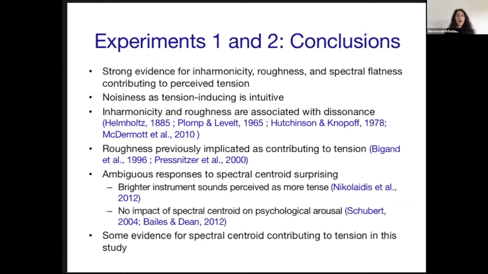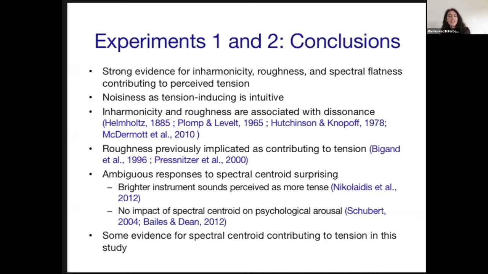Okay, so how does this all relate back to prior work? Well, for example, the concept of noisiness as tension inducing is pretty intuitive, right? For example, there's a great deal of literature on environmental noise as a source of psychological stress. So perhaps that's not so surprising. Now, in the case of inharmonicity and roughness, they are both associated with dissonance, which is, of course, an important concept in music. Roughness, in particular, in previous work, has been directly implicated as a contributor to tension. So that's one feature that I clearly expected to get good results for, given past work.